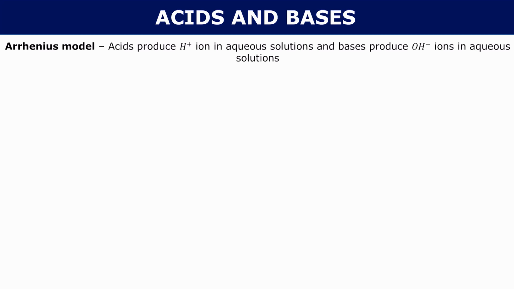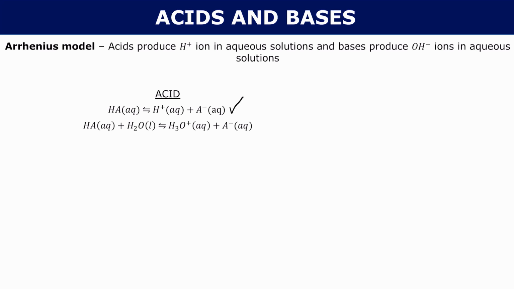It's the Arrhenius model. In the Arrhenius model, acids produce H+ ions in aqueous solutions, and bases produce OH- ions in aqueous solutions. So if you look at a general form for an acid, you would have the acid HA dissociating into H+ ions and A- ions.